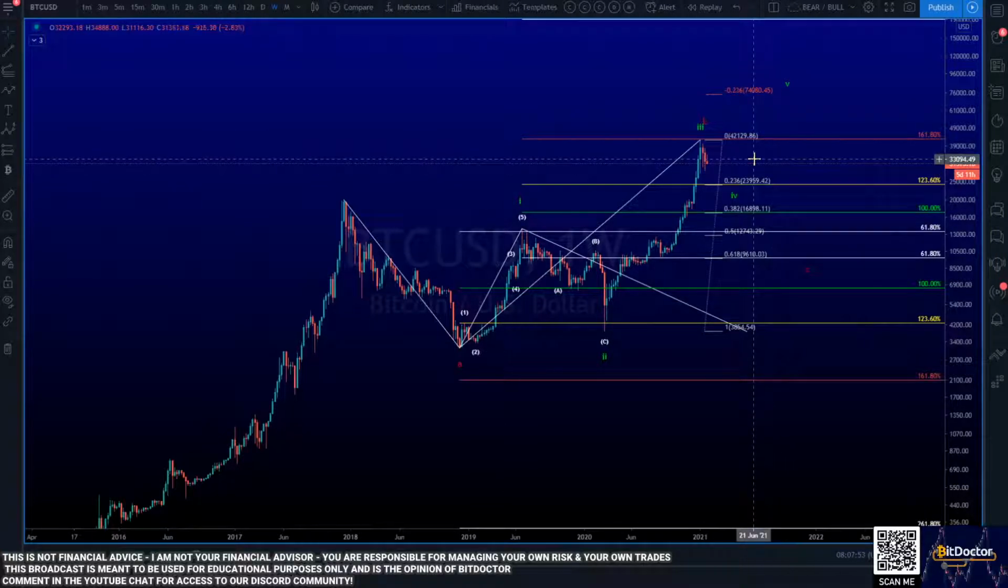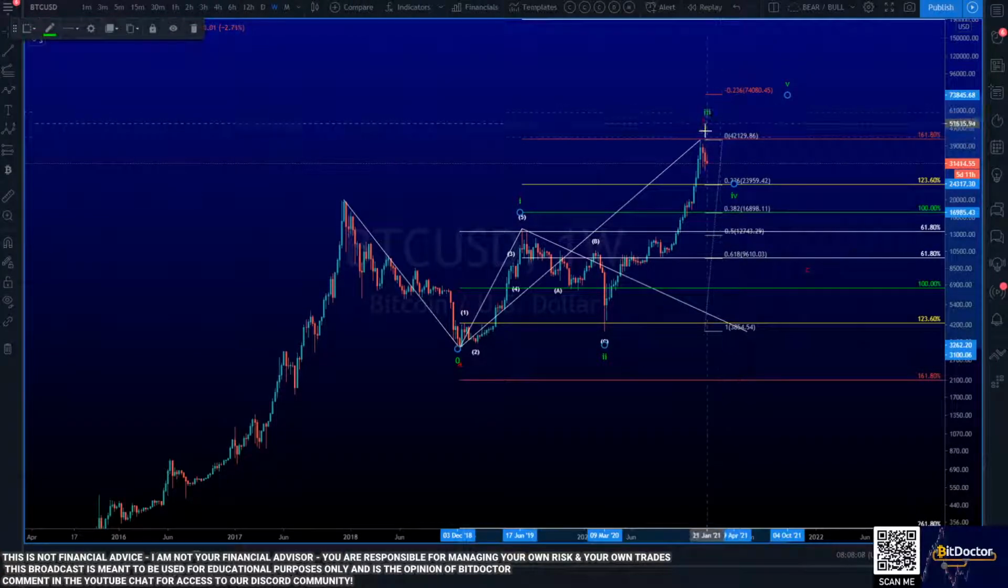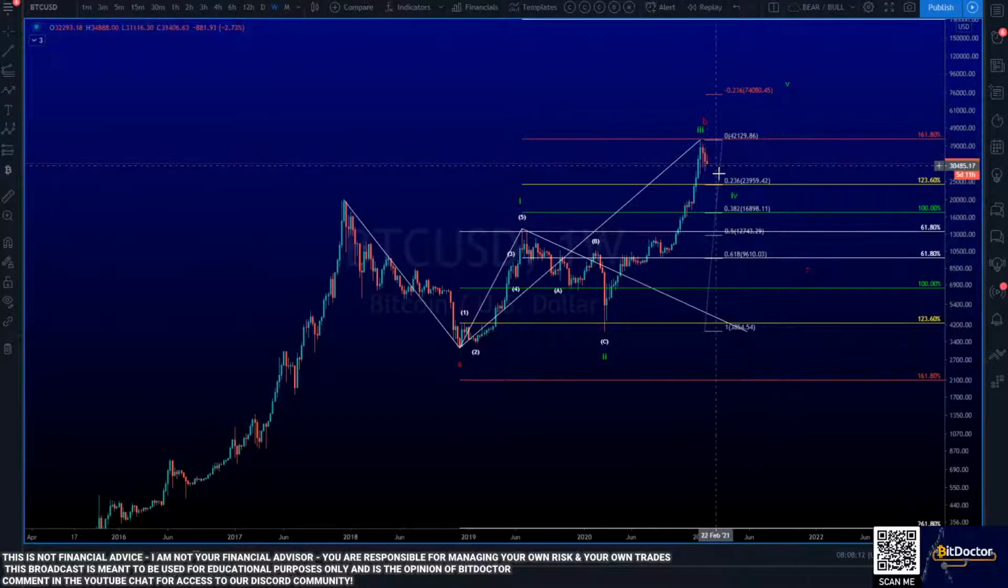One thing I could be wrong about here is this being the 3, and we could actually be in a 1, 2, 1, 2, 3, working on the 4, going into the 5 of this 3, right? So we could be going higher. But I think for right now, we're going to be correcting this wave 3, going into wave 4, and then we go up to 75.